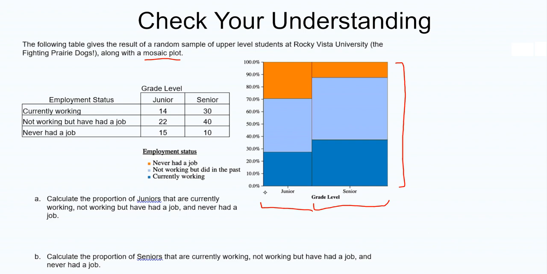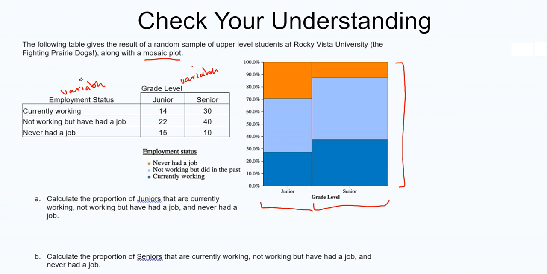And so you can see the sample of seniors, just by previewing, is much larger than the junior class. So there's a larger sample of seniors than juniors. What they did was they took the juniors and seniors. So here's our first variable, grade level. And then our second variable is employment status. Either they're currently working, not working but have a job, or never had a job. And that's what we're looking at here.